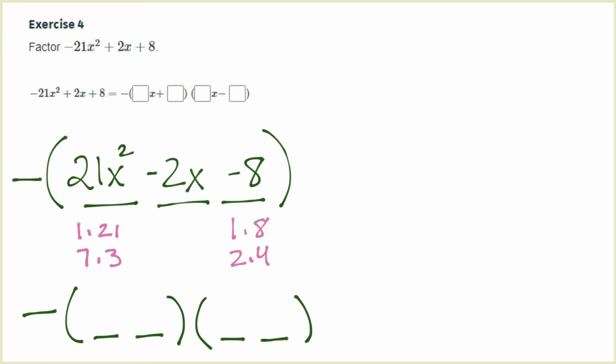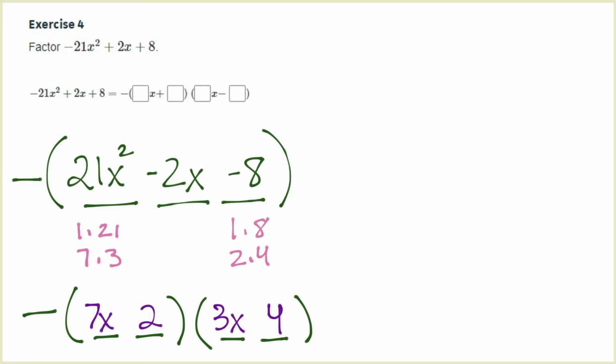So 7 and 3 are closer together than 1 and 21 are. So I just have a feeling that 7 and 3 might be a better bet. So I'm going to put a 7x here, and I'm going to put a 3x here. Now, for the 8, I could use 1 and 8, or I could use 2 and 4. But again, 2 and 4 are closer together on a number line than 1 and 8, and I found that that can get you going in the right direction. So I'm going to guess those. But this is a guess, so I might have to change things up.